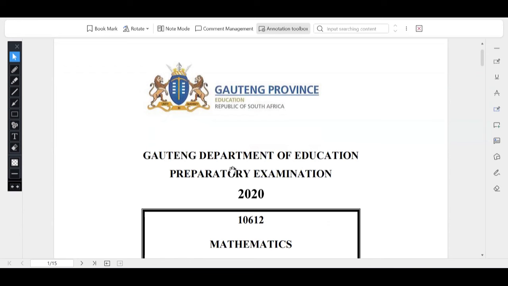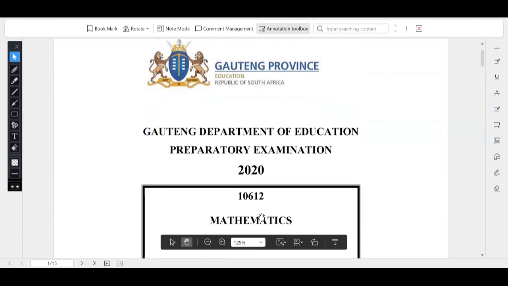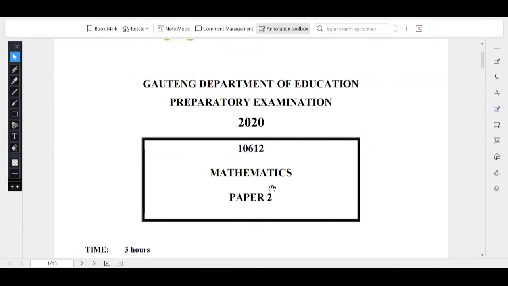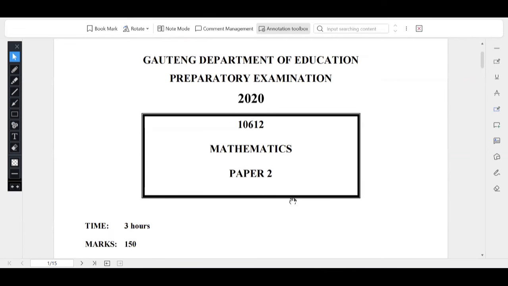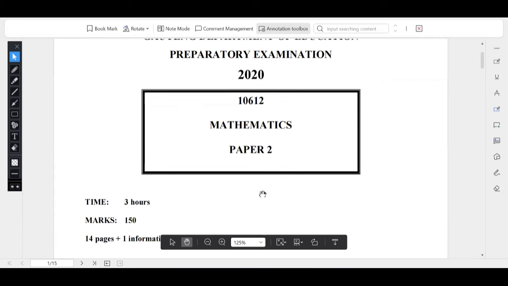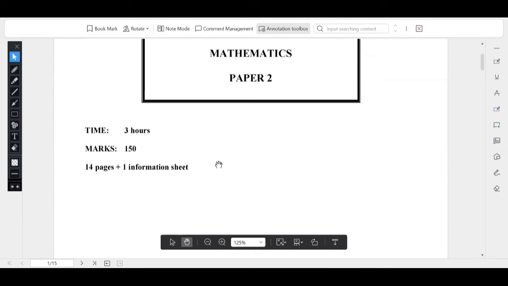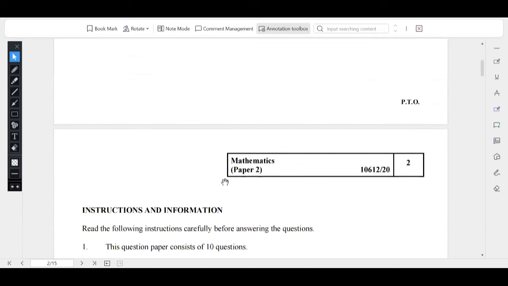Okay, so we have the Gauteng Department of Education Preparatory Examination 2020. In today's lesson, we are looking at Mathematics Paper 2, in preparation for the exam that you are going to write on Tuesday, your prelim Paper 2. As you can see, your time is 3 hours and the maximum is 150. We have 14 pages, inclusive of the one information sheet, meaning this one is on page 15, the last page of the question paper, right?